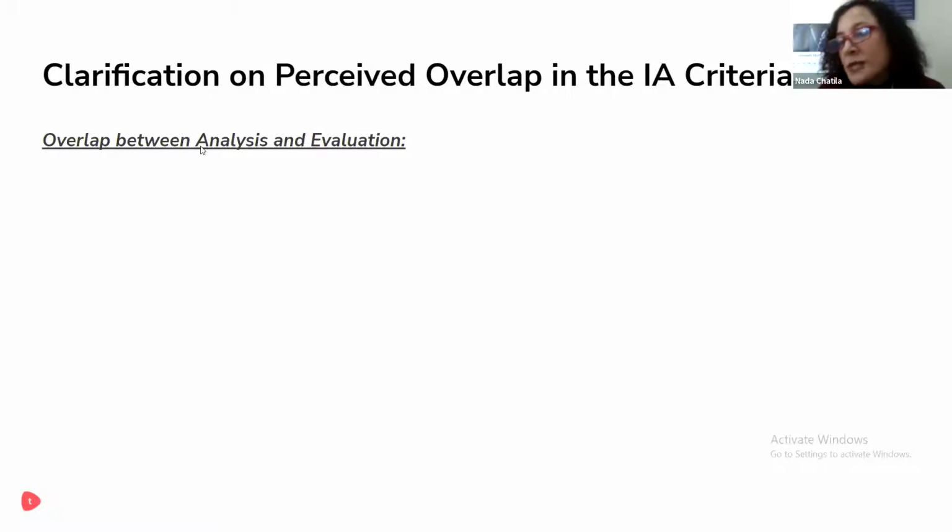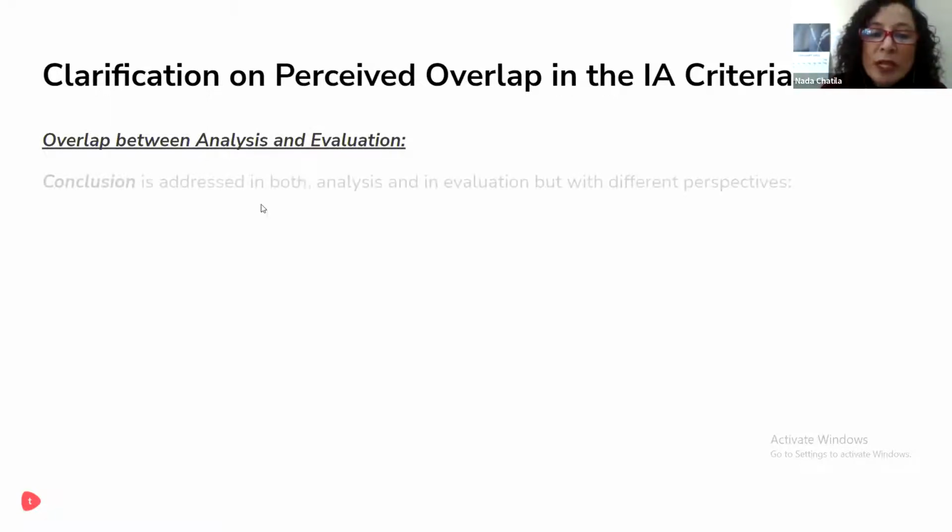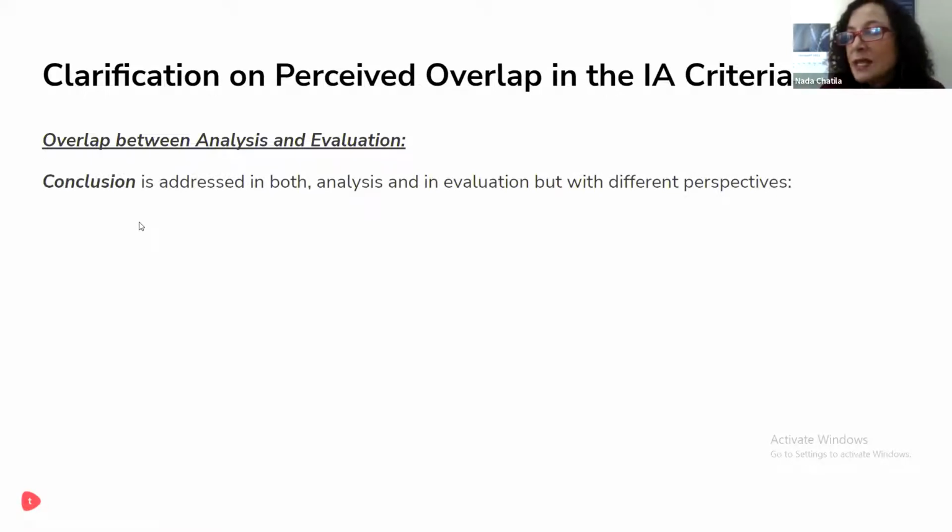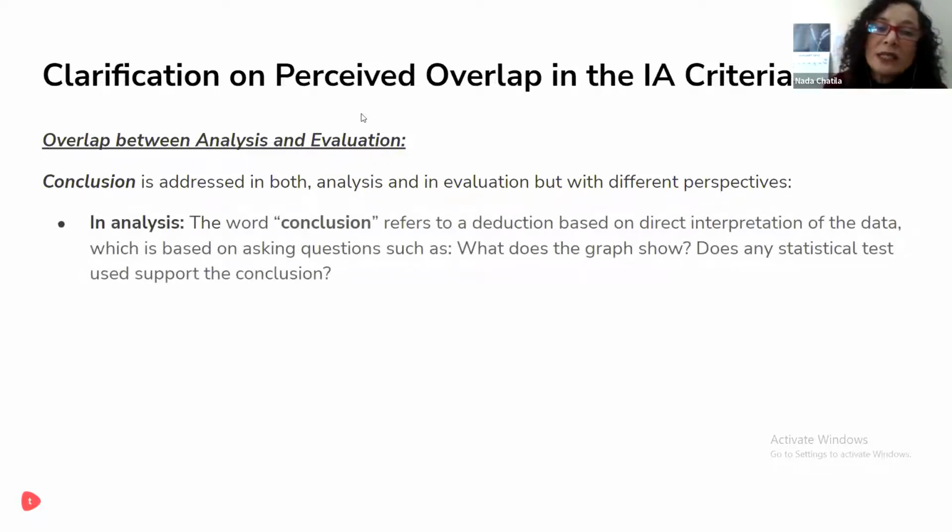As another perceived overlap between analysis and evaluation, conclusion is in the analysis criterion for every single descriptor. However, the conclusion here is different from the one in the evaluation. Under analysis, the conclusion refers to interpretation of the data, of the graphs. What trends do we see? What shape do we see? What does the equation tell us about the relationship? This is what we expect from a conclusion.